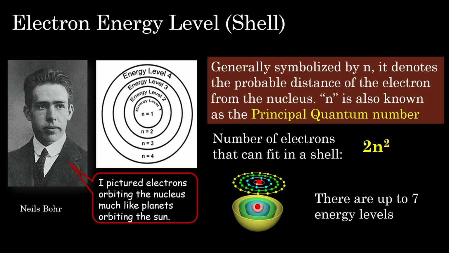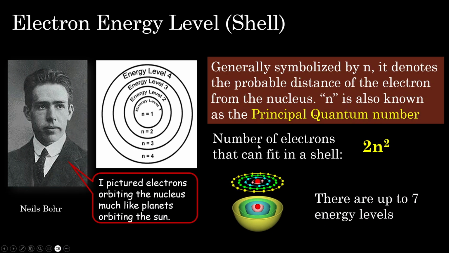So remember Niels Bohr, he pictured electrons like planets orbiting the sun, so electrons orbiting the nucleus, and he used that as an analogy. And this is really important. This is going to help us understand the principal quantum number. So that's the probable distance that the electron is from the nucleus. And we're going to call that n.